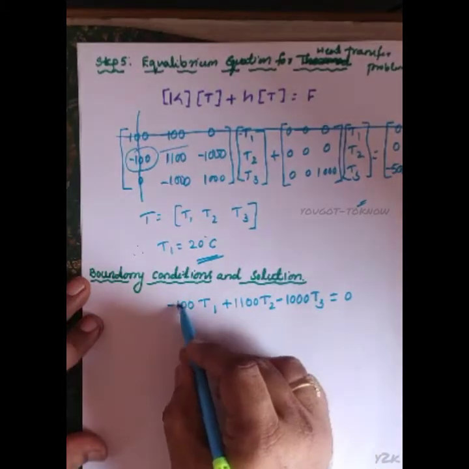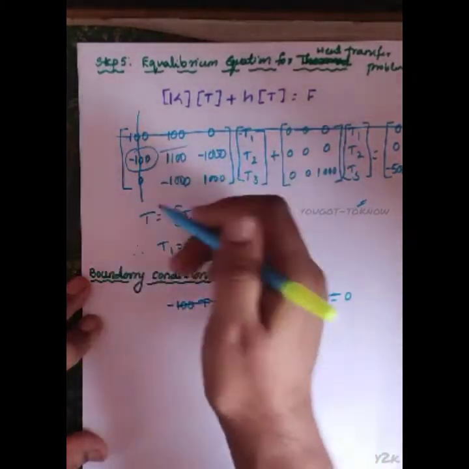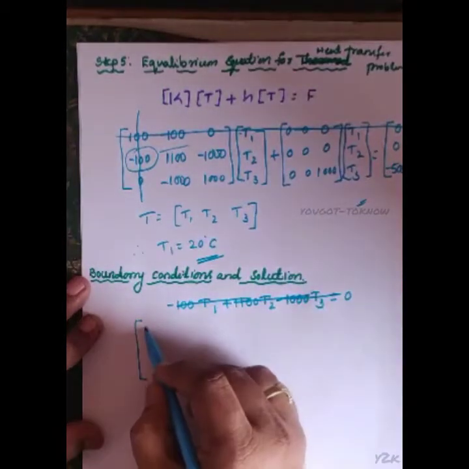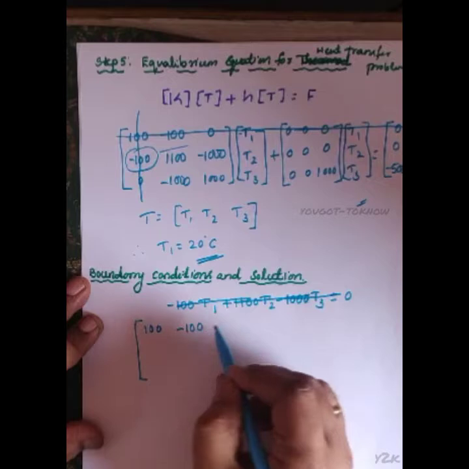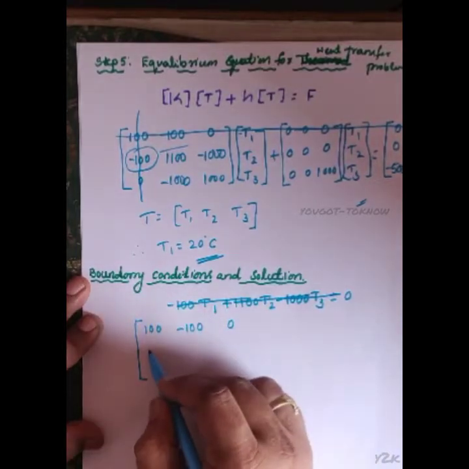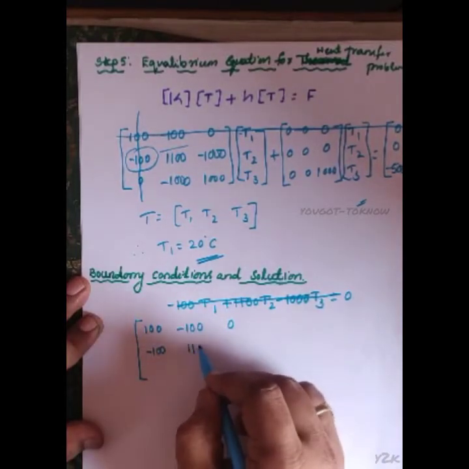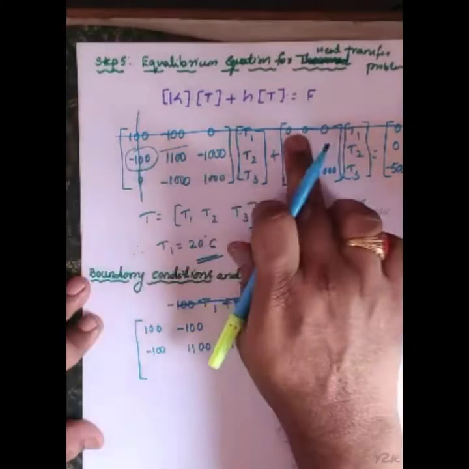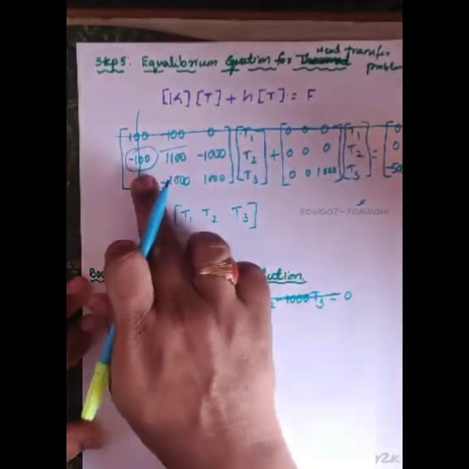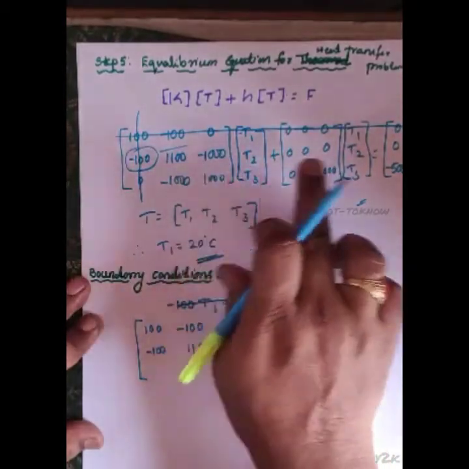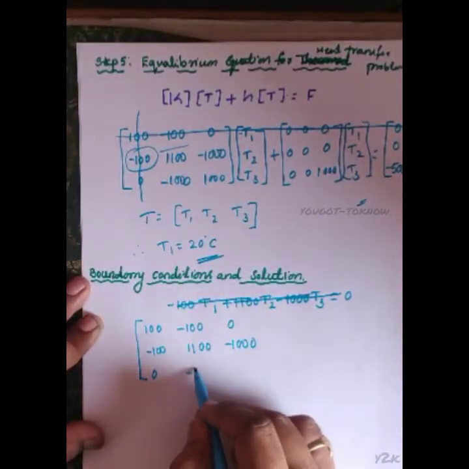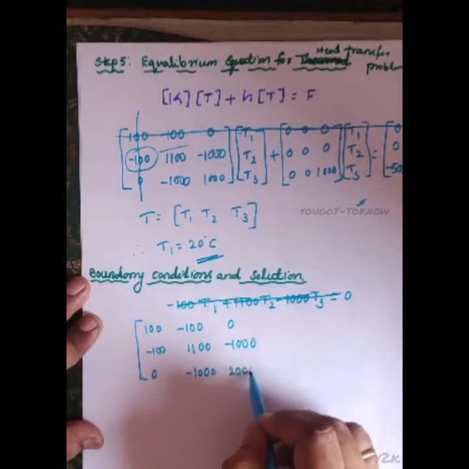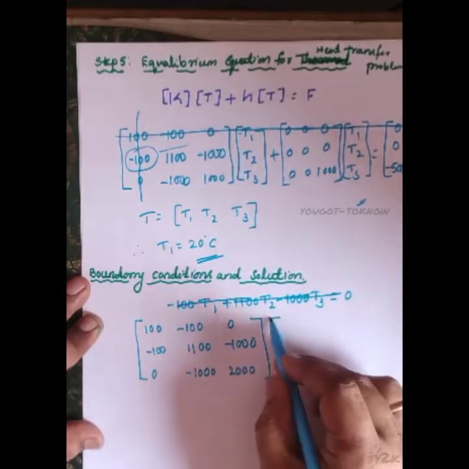Or before that, first you can combine these two matrices. Later we can go for elimination. First combine this matrix. T is common in both. 100 minus 100 is 0. Then here minus 100, 1100 minus 1000. Why? Because here 100 plus 0, minus 100 plus 0, 0 plus 0, minus 100 plus 0, 1100 plus 0, 0 minus 1000. But when you come to here, 1000 plus 1000, what is the value? 2000.